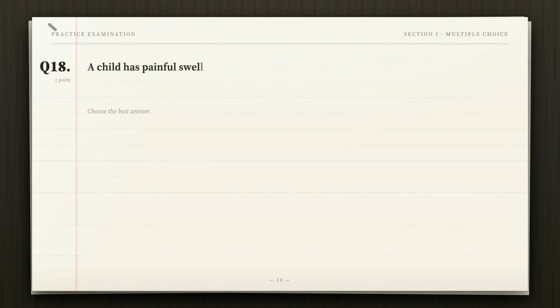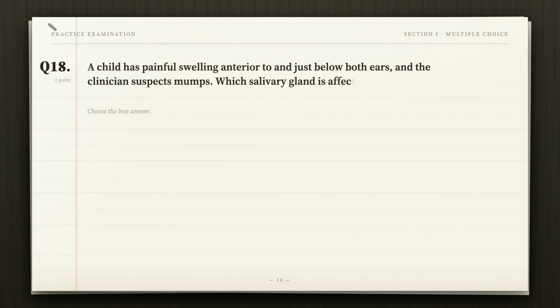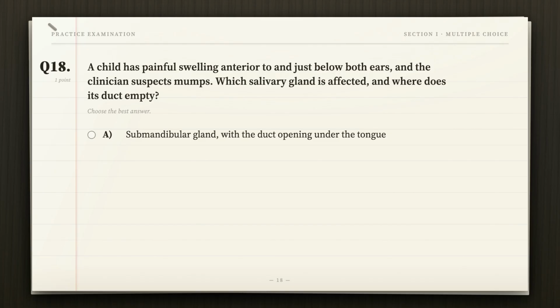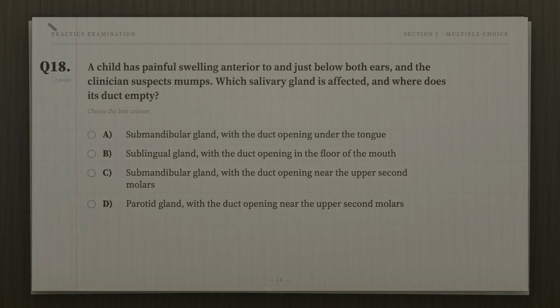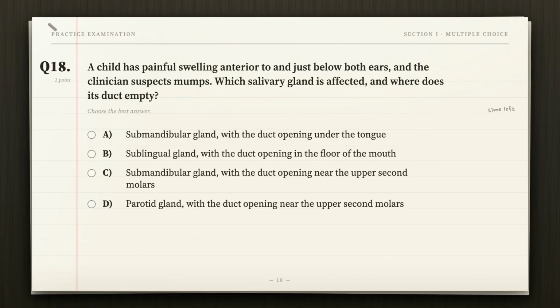Question 18. A child has painful swelling anterior to and just below both ears, and the clinician suspects mumps. Which salivary gland is affected, and where does its duct empty? Your options are A. Submandibular gland with the duct opening under the tongue. B. Sublingual gland with the duct opening in the floor of the mouth. C. Submandibular gland with the duct opening near the upper second molars. D. Parotid gland with the duct opening near the upper second molars. Take a second. Which answer would you pick?